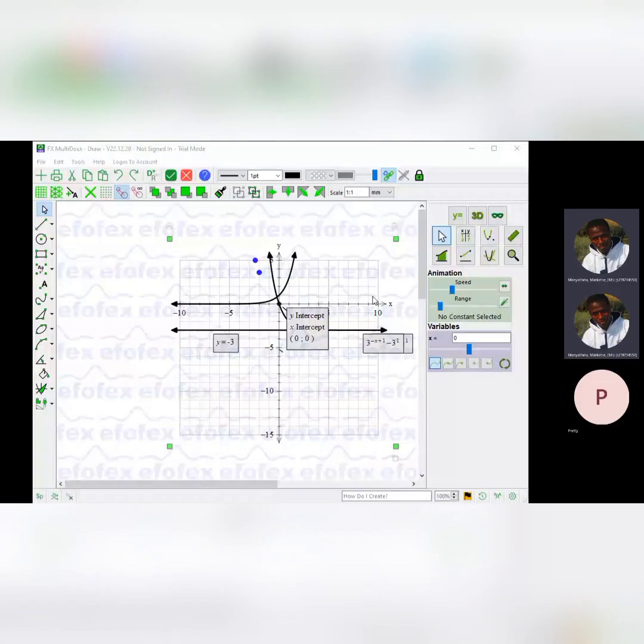Do you see the graph or? No, it's not visible. Okay, let me share it. Now, do you see it? Yes. This one is the graph of H.